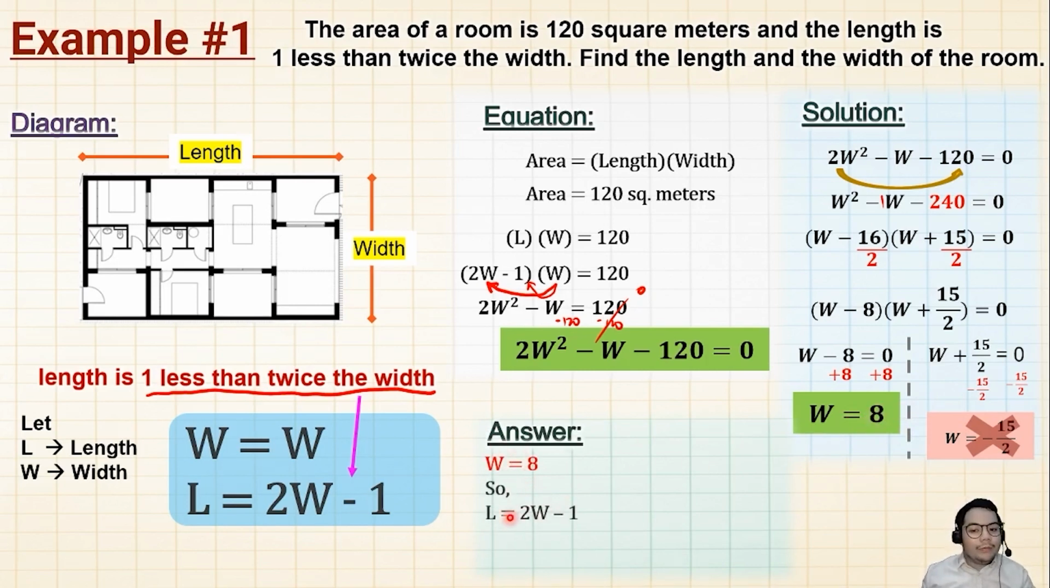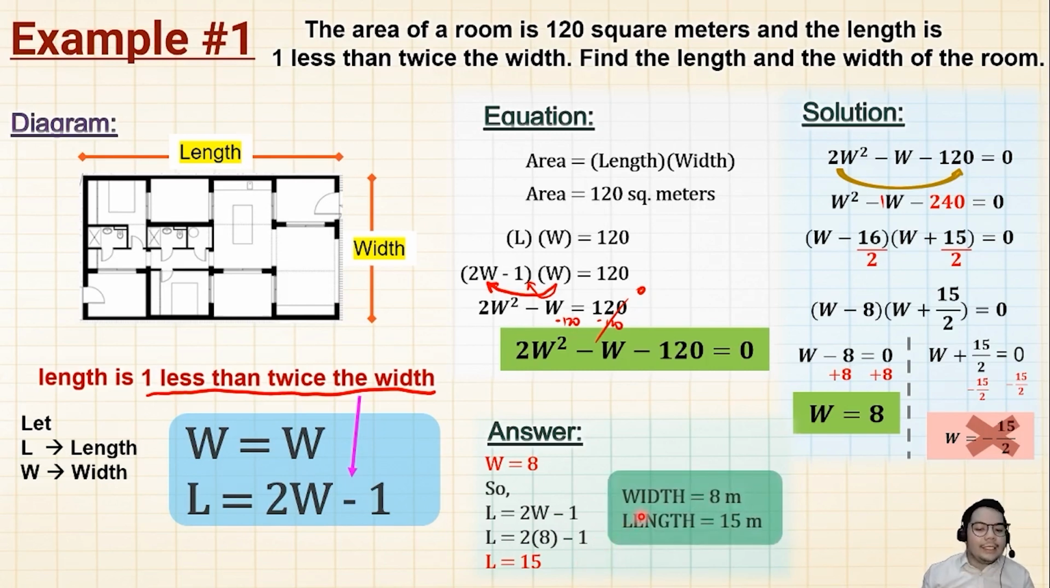So we can now solve for the value of the length. A while ago, we said that our length is 1 less than twice the width, or 2W minus 1. So we can just substitute W with 8. That will be 2 times 8 minus 1, which is equal to 15. Diba? 2 times 8 is 16 minus 1 is equal to 15. So from that, we can now have our final answer wherein the width is equal to 8 meters and the length is equal to 15 meters.